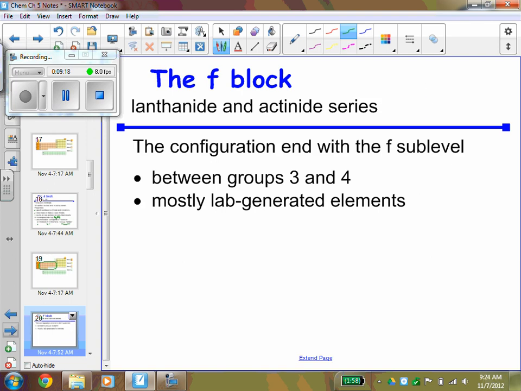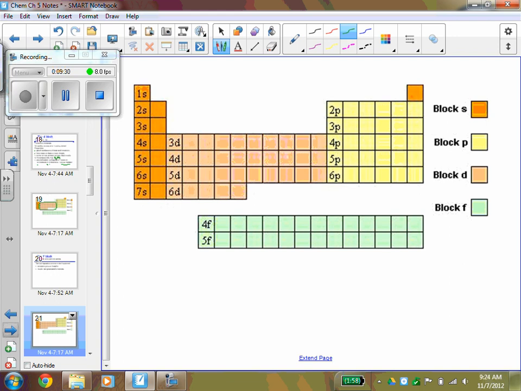Last, we have the F block. Not going to talk too much about this. They actually fall between groups 3 and 4, and these are mostly lab-generated elements. And the F block elements are down here.